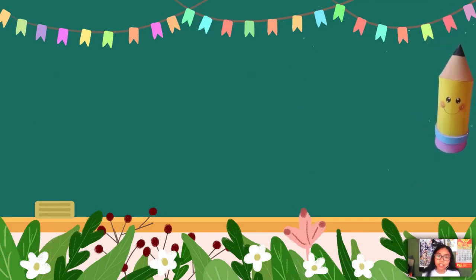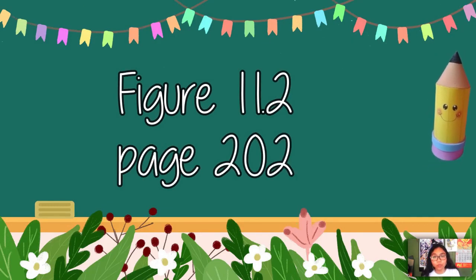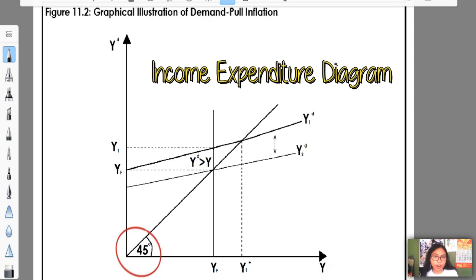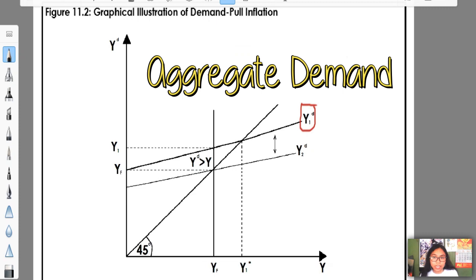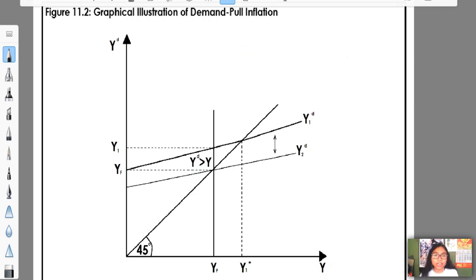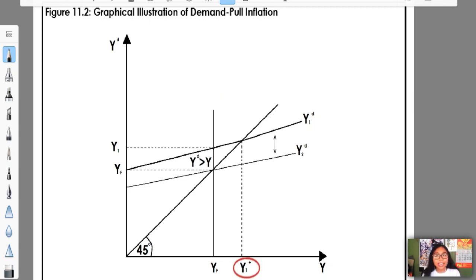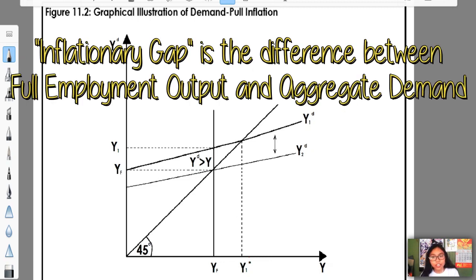In order for us to understand this theory better, please refer to figure 11.2 on page 202. The 45-degree line indicates the income expenditure diagram where Y sub F is full employment output and Y1D is aggregate demand. Take note that the market clearing level of output is Y sub 1, but it is not achievable. Thus, the inflationary gap is the difference between Y sub F and Y sub 1.